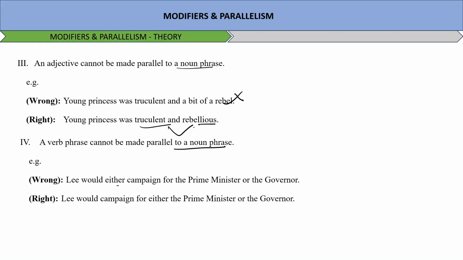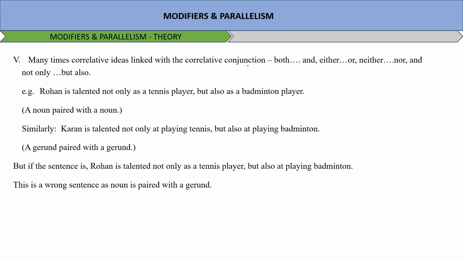Now, many times correlative ideas linked with the correlative conjunction, both and, either or, neither nor, and not only but also. Correlative conjunctions. Rohan is talented not only as a tennis player but also as a badminton player. A noun paired with a noun. Karan is talented not only at playing tennis but also at playing badminton. A gerund paired with a gerund. But if the sentence is Rohan is talented not only as a tennis player but also at playing badminton, this would be incorrect because we cannot pair a noun with a gerund, right? We will pair a gerund with a gerund, a noun with a noun.